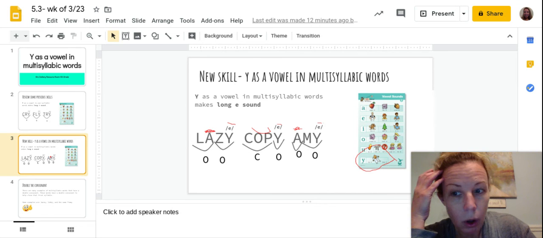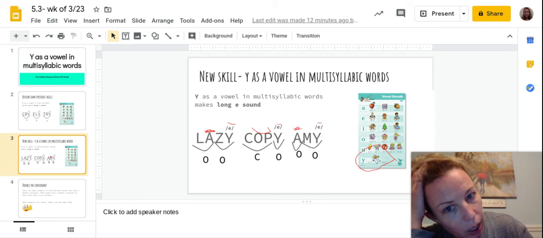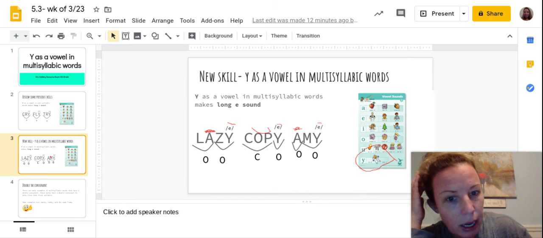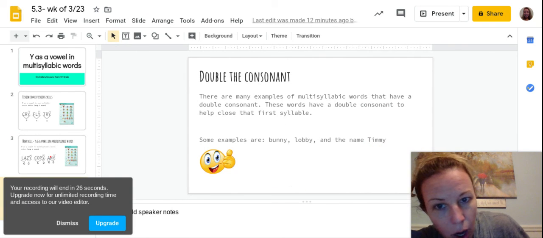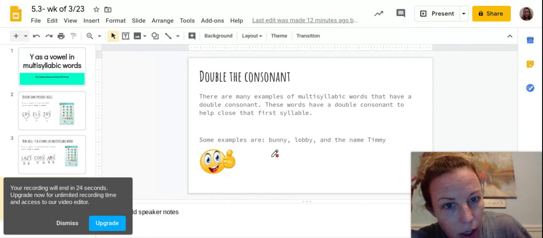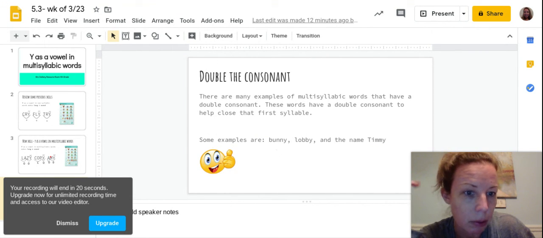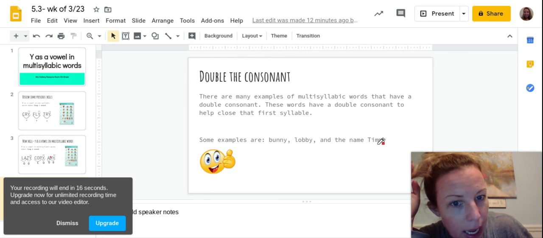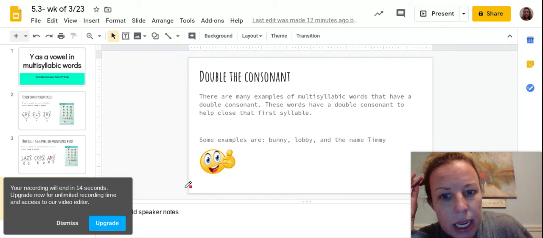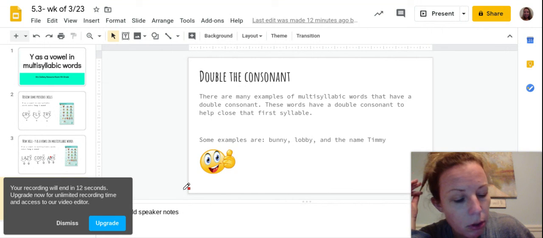Okay, so all of our words this week are going to have more than 1 syllable, and the Y is going to make the long E sound. Some of the words this week have a double consonant. So we double the consonant so that our first syllable can be a closed syllable. And some examples of that are bunny, lobby, and the name Timmy. You'll see a bunch more of those examples as you continue through the work this week.